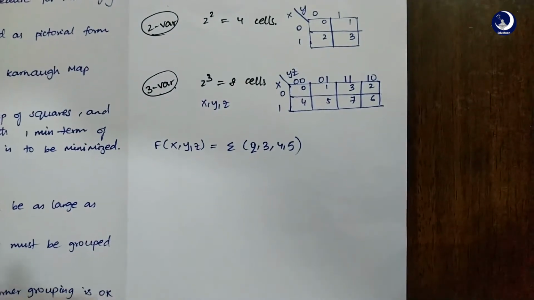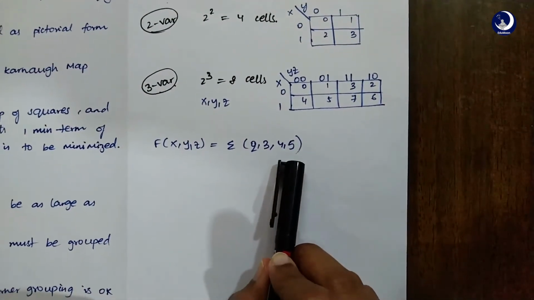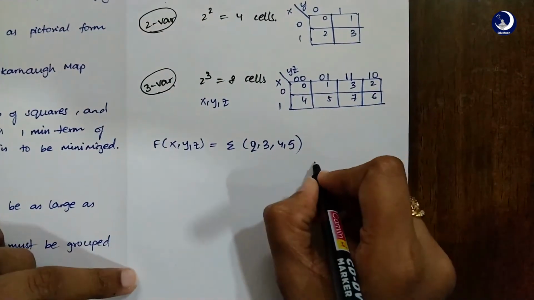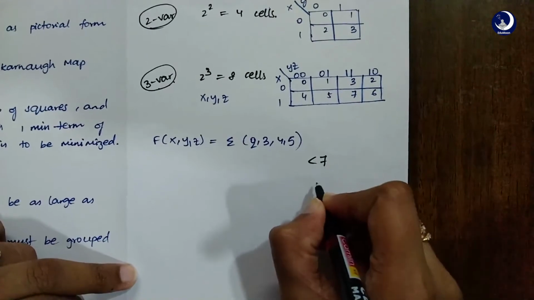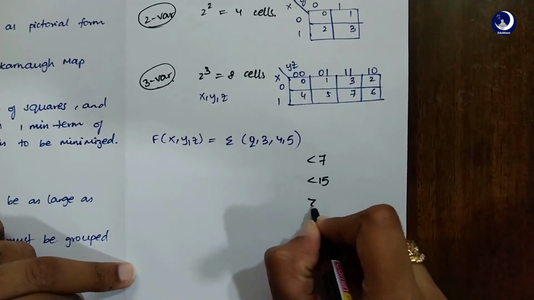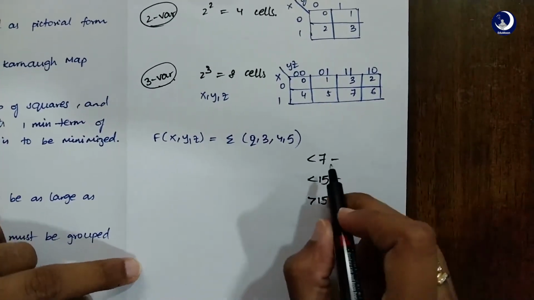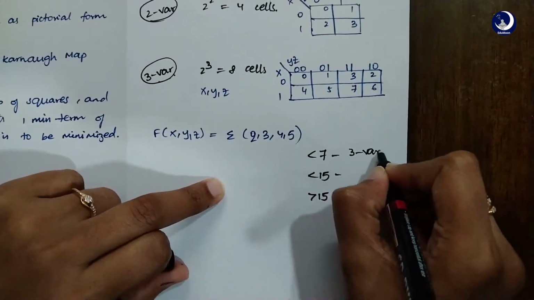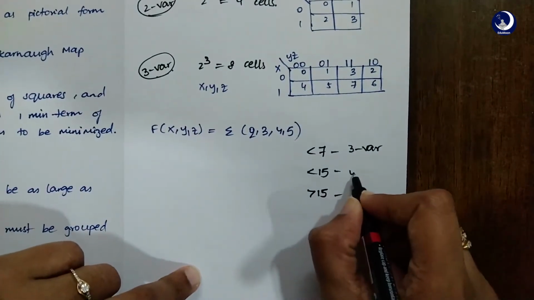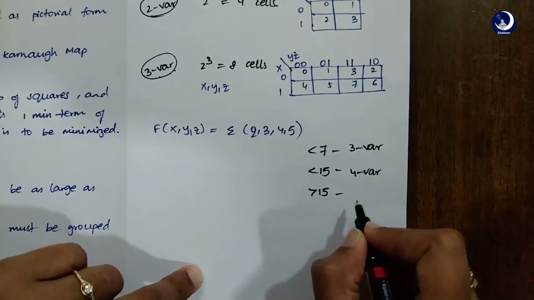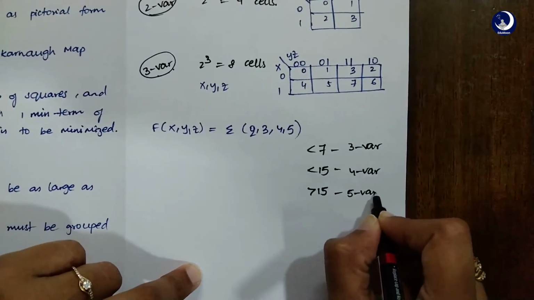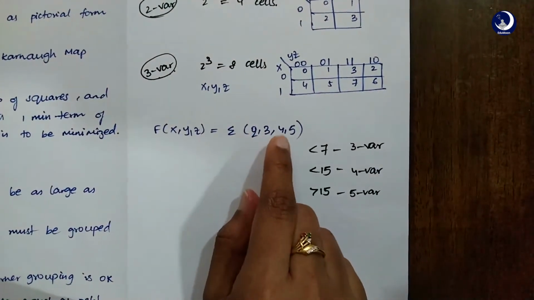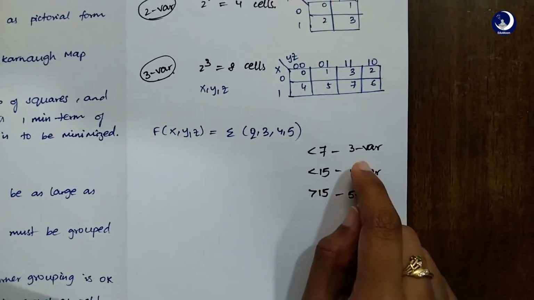Now, how do we know whether to use a 2 variable map or a 3 variable map or a 4 variable or any other? We have simple notations: less than 7, less than 15 and greater than 15. If the values present here are less than 7, then it's a 3 variable map. If we have values less than 15, it's a 4 variable map. If we have values greater than 15, it will be a 5 variable map. So here all the values are 2, 3 and 4, 5, which are less than 7. So we need a 3 variable function.